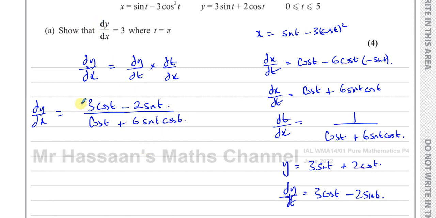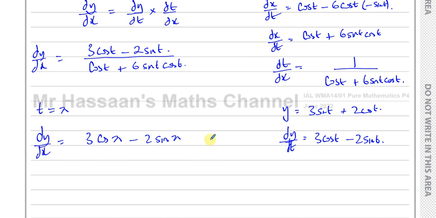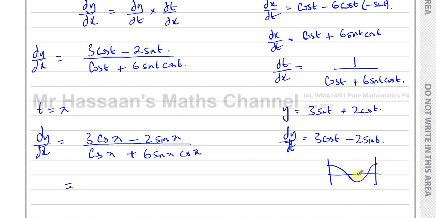So they're saying show that dy dx equals 3 when t equals pi. So let's see what happens when we put t equals pi. We're going to get dy dx is equal to 3 cosine pi minus 2 sine pi over cosine pi plus 6 sine pi cosine pi. So cosine of pi, as you know, is minus 1. Okay, cosine of pi is minus 1. That's going to be minus 3.